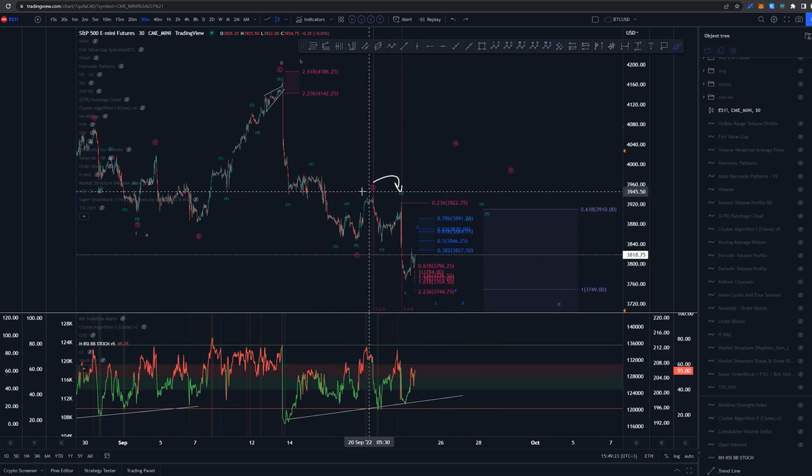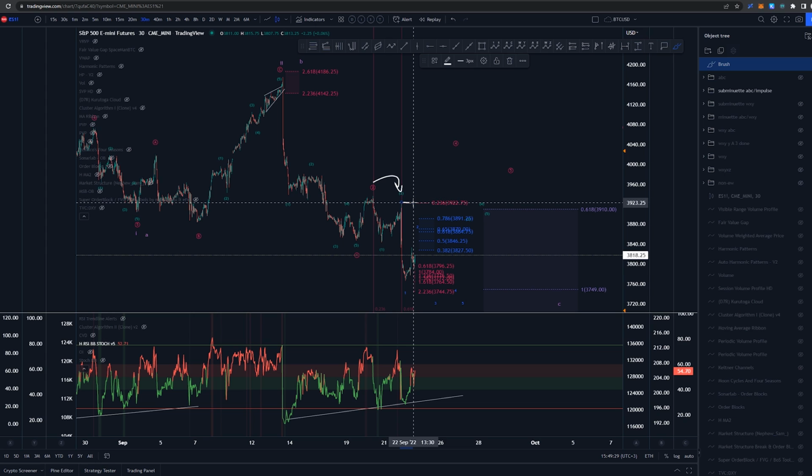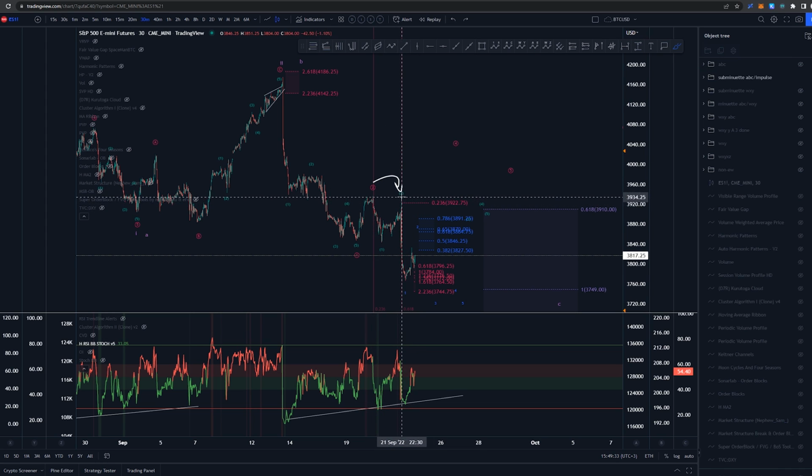Now the possibilities here, or the invalidation basically, is around the 39.23, around these and these highs. If both of these are going to be taken out, then I'm not quite sure if I would like this count anymore. Then we would again have to be looking into this. What can we have here?